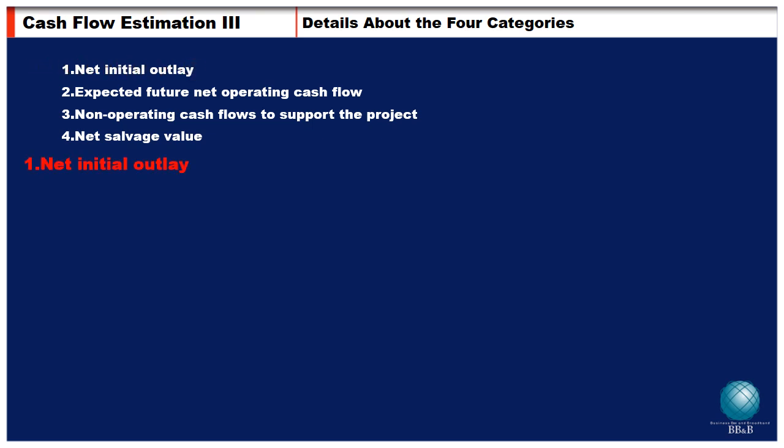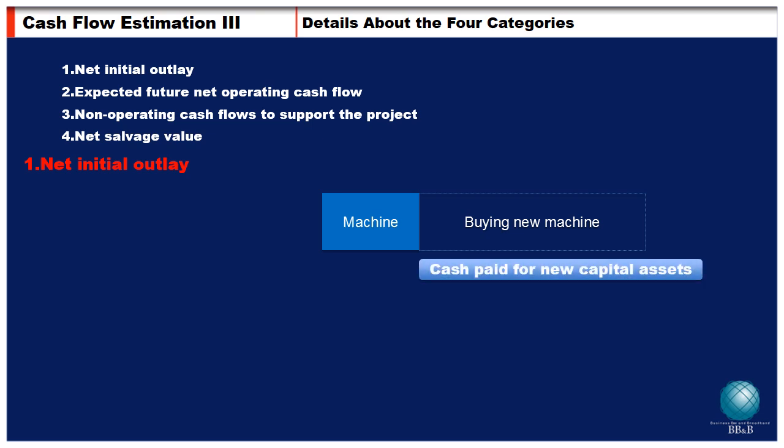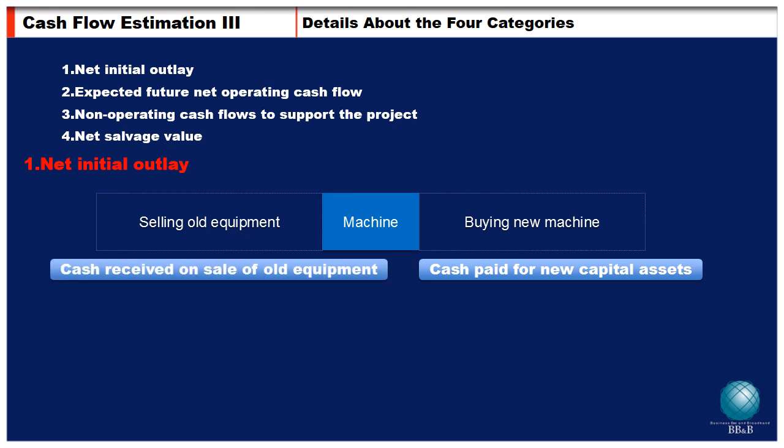Let's think of subcategories of initial outlay. Buying a new machine is a good example of this type of activity. Thus, cash paid for new capital assets is one of the subcategories. When taking over an ongoing project, it often happens that you need to sell old equipment and receive cash. This kind of sale is usually accompanied by a tax payment. Are these all the subcategories in the initial outlay category?